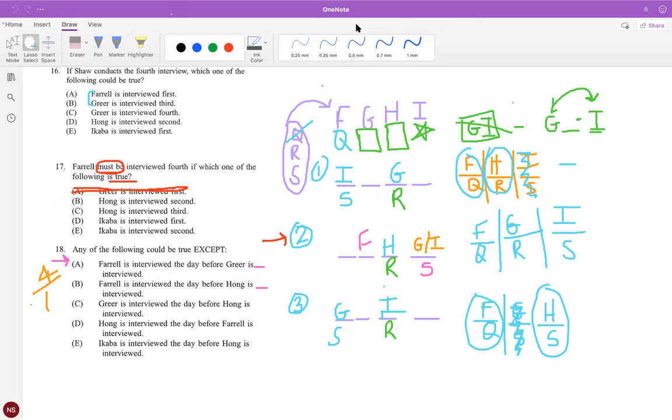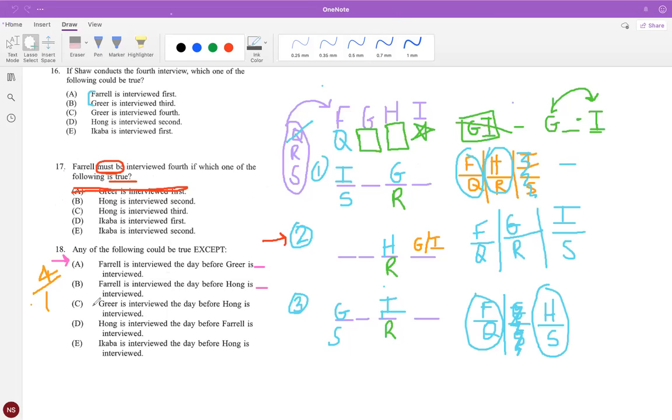Yeah. So for those 2, it could happen. Here's interview the day before. So C could happen too. Yep, we could put it right here. And I'm like, okay, yeah, because we could go HRFQ, that works. That can't be our answer.